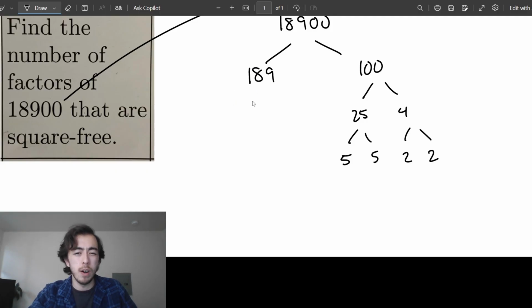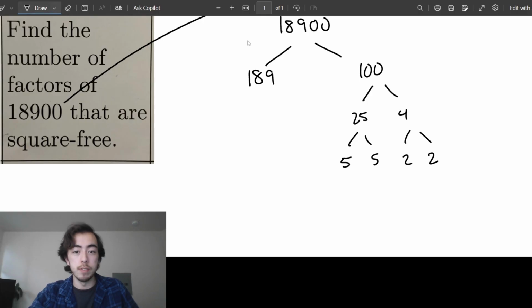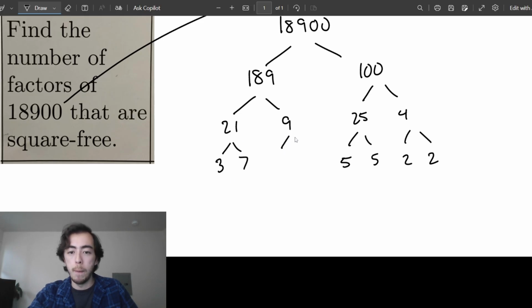189 looks a little bit harder, but I notice that the digits sum to a multiple of 9. That does mean that this number itself is divisible by 9. Okay, well, 9 goes into 180 20 times, so this should be 21 times 9 for 189. And then I can factor 21 as 3 times 7, and then 9 as 3 times 3.